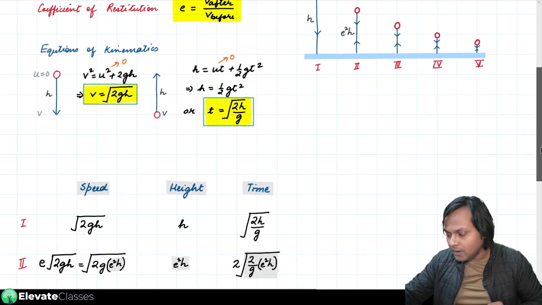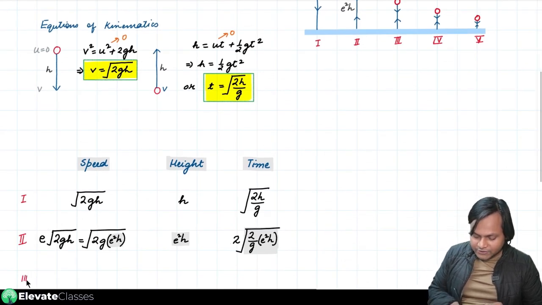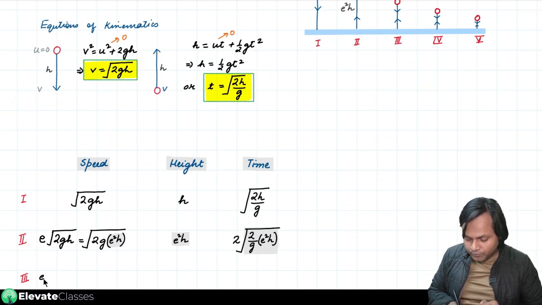So if I look at the third bounce, then now I think it should be obvious to you that this should be equal to, again, e times root over 2g e square h, which can be written as root over 2g e cube.